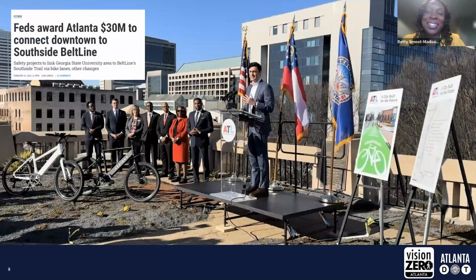So you can imagine our excitement when we found out that Atlanta was selected to receive a $30 million implementation grant through Safe Streets for All. And so with these funds, we are now able to create a project that I like to term as what really is going to be best in class. And we can enhance the vulnerable user experience along these key downtown corridors. So in this picture here, you'll see Senator John Ossoff, along with our mayor and other city leadership announcing the award. Next slide.